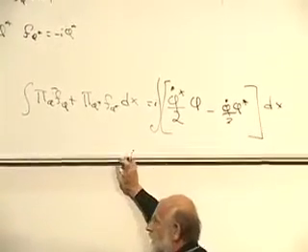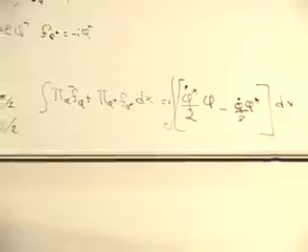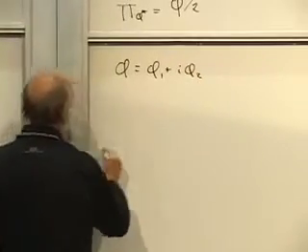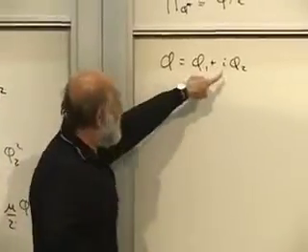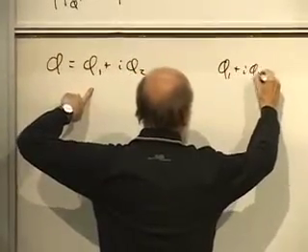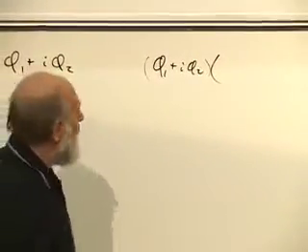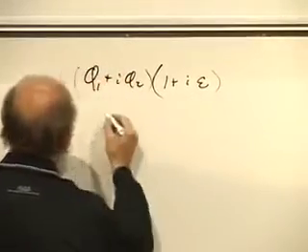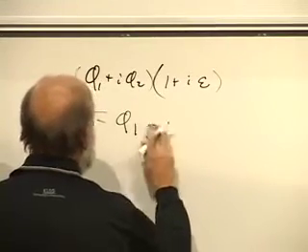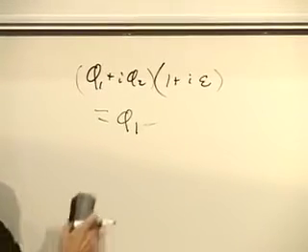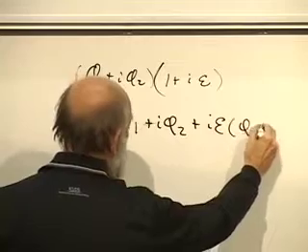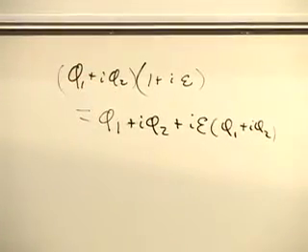Let me just derive it another way, which doesn't make use of this fancy complex notation. Let's write phi is equal to phi 1 plus i phi 2. And now, again, I'm going to multiply. Let's see what happens to phi 1 and phi 2 under this transformation. Phi 1 plus i phi 2 gets multiplied times e to the i epsilon, which is 1 plus i epsilon. And this is equal to phi 1 plus i phi 2 plus i epsilon times phi 1 plus i phi 2. All I've done is multiply it out.